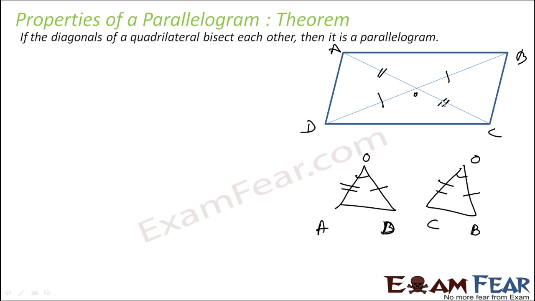Or you can say that if this angle is equal to this angle, that means AD is parallel to BC. Similarly, you can prove for these two triangles that this is equal to this angle. That means AB is parallel to DC. That means all the four lines are parallel. That means it is a parallelogram. So there are so many ways of proving it. I'll leave it up to you. You can prove this. Okay.